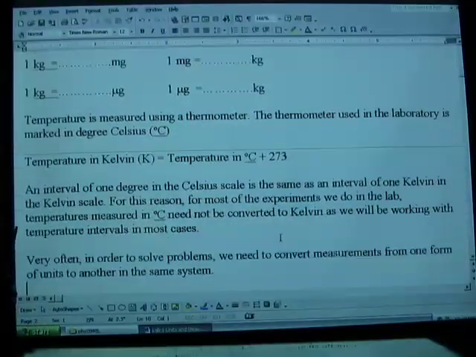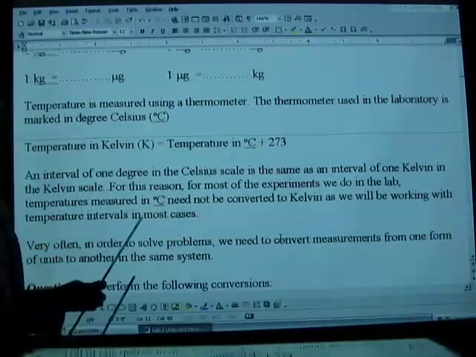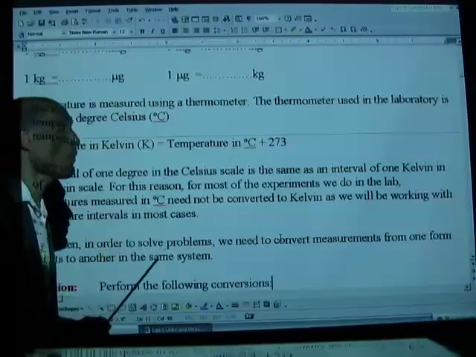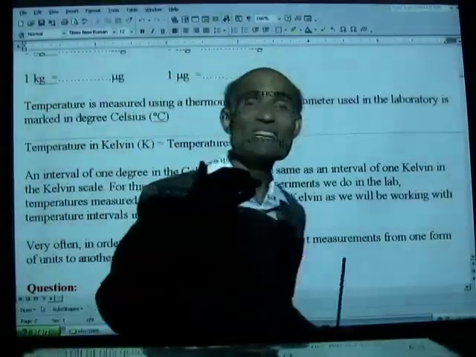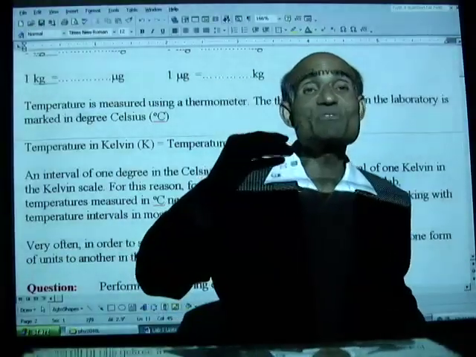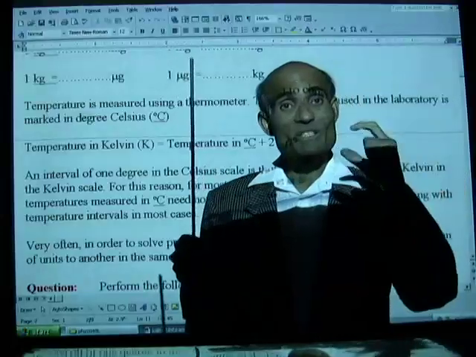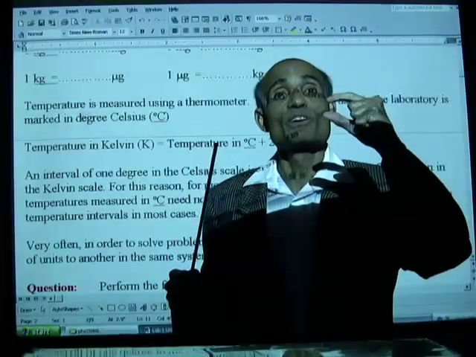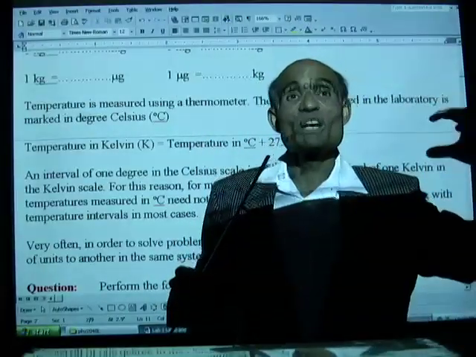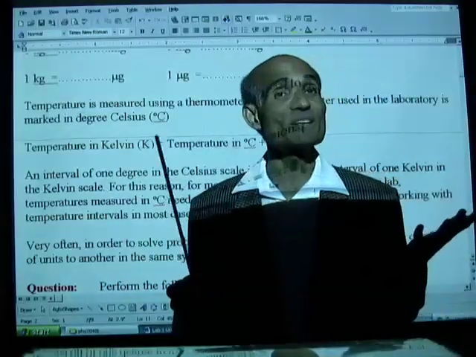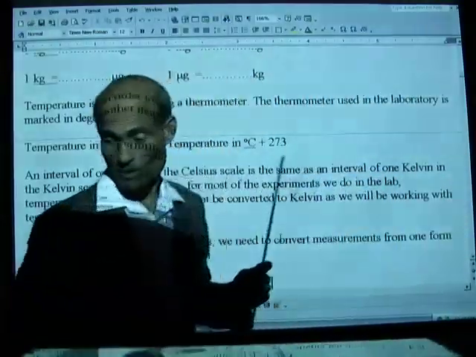All right? And an important information, an interval of 1 degree Celsius is the same as an interval of 1 Kelvin. So when you talk about temperature intervals, the intervals measured in Celsius is the same as the intervals measured in Kelvin. All right?